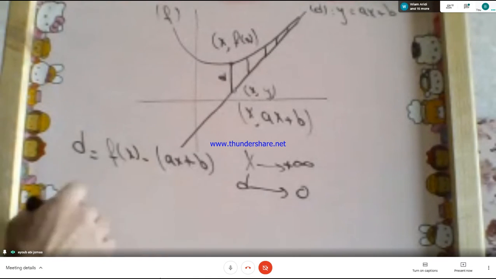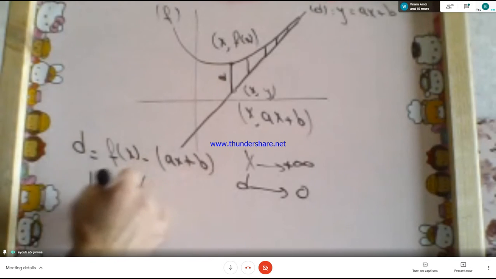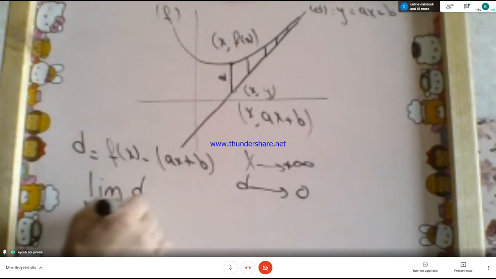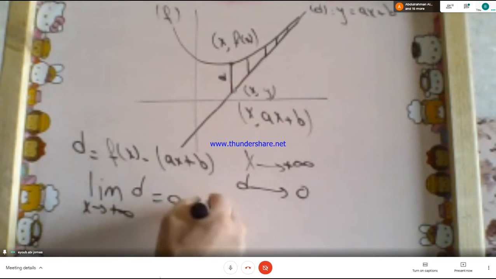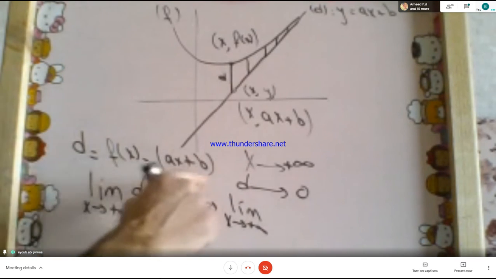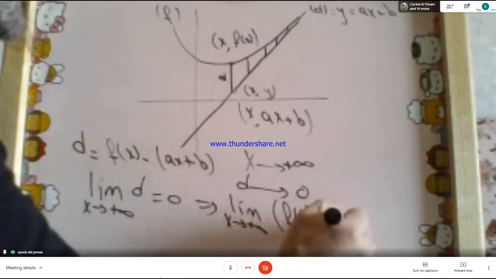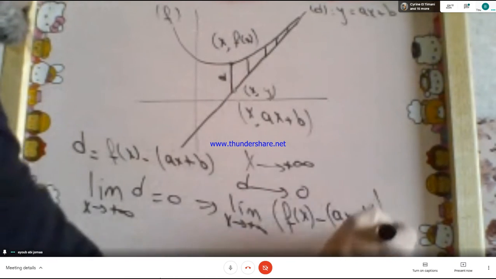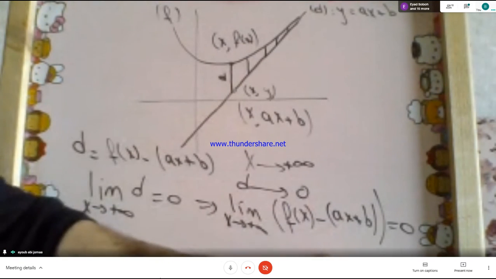So in fact here I'm talking about limit. Limit of the distance when x becomes very large is equal to zero. It means that the limit as x approaches positive infinity of the distance here, f of x minus (ax plus b), is equal to 0. This is the meaning of oblique asymptote.